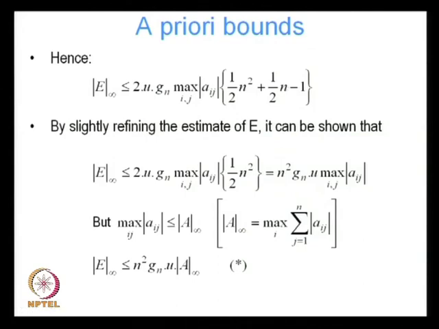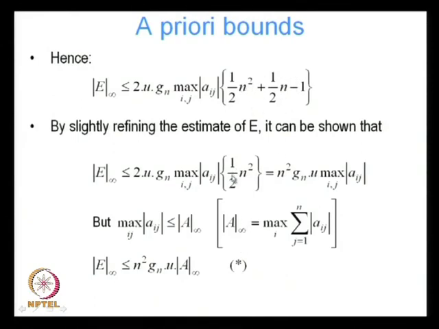By slightly refining the estimate of E, which I am not going to go into again, it is a slight change actually, we can show that mod of E infinity is lesser than or equal to 2u g_n max over i, j of mod of a_ij times half of n square. So, here we have obtained half of n square plus half of n minus 1, actually it is less than half of n square. This is a sharper bound.